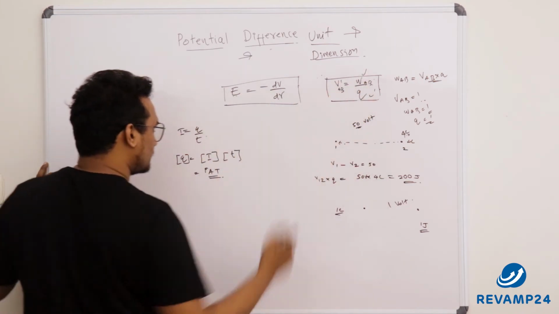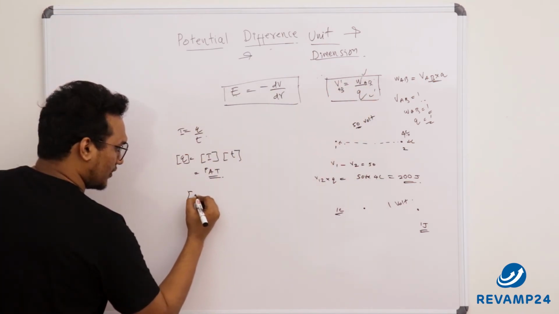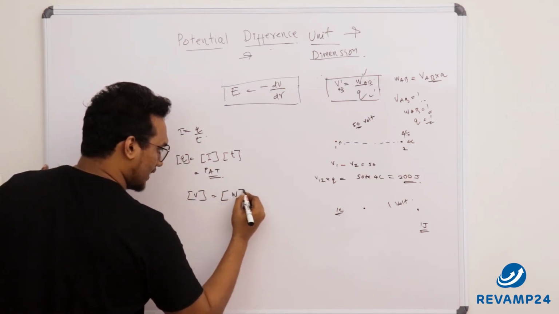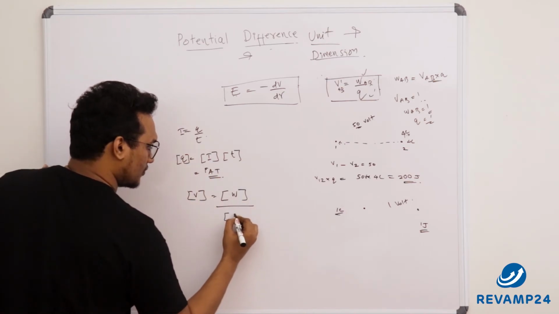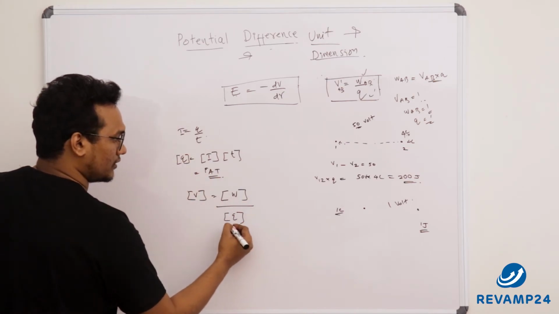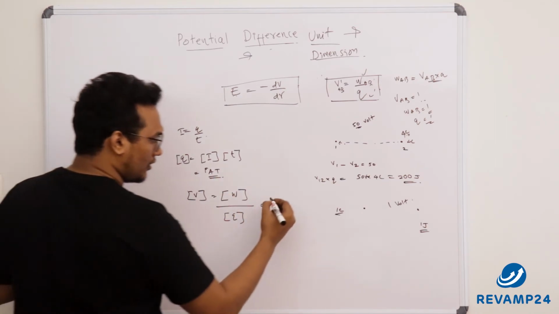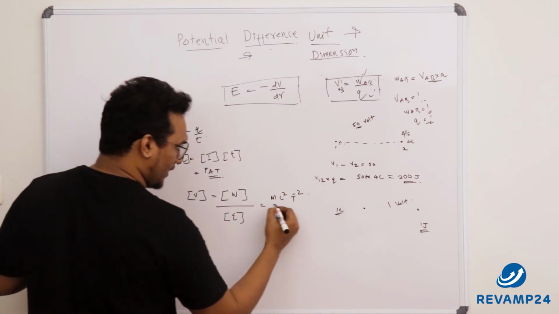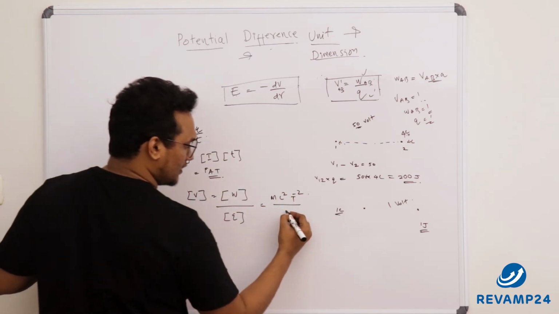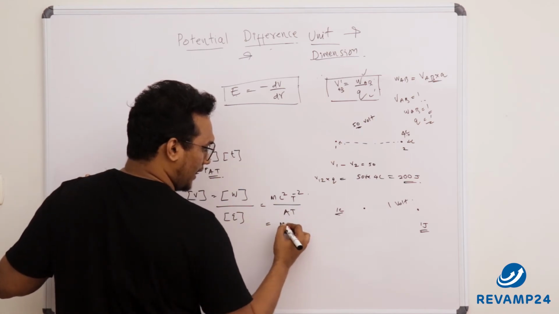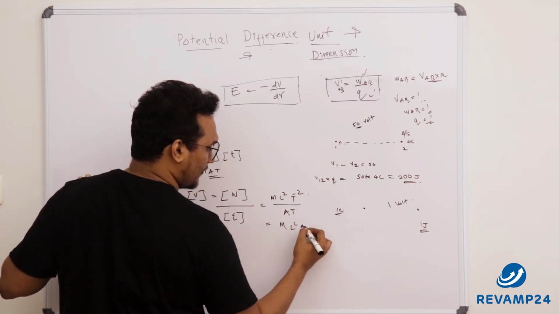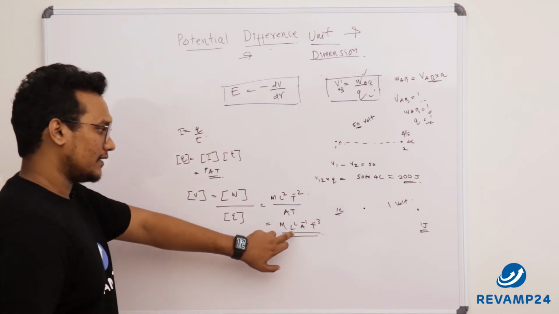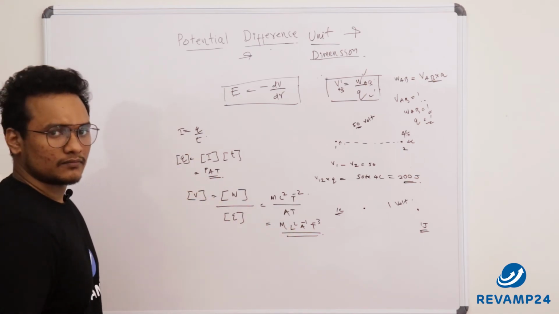Now with this equation, the dimension of potential difference is equal to the dimension of work done divided by the dimension of Q. The dimension of Q we already found out is AT, and work done we already know is M L square T power minus 2, divided by AT. So this will become M L square A power minus 1 T power minus 3. This is the dimension of volt. Make a note of it.